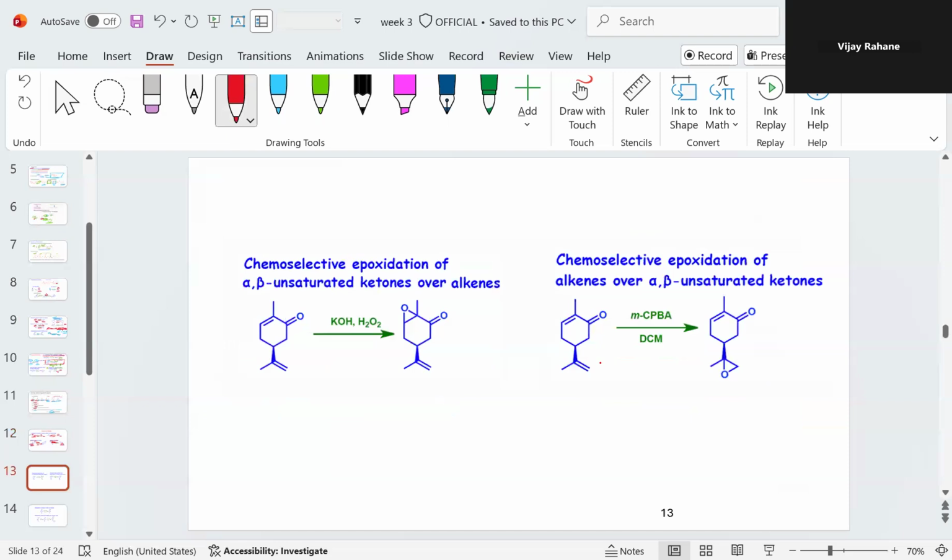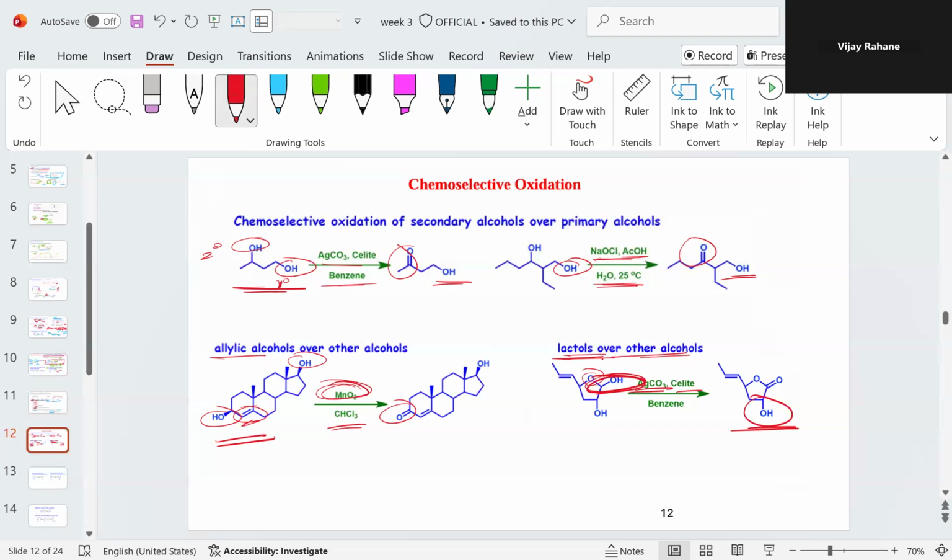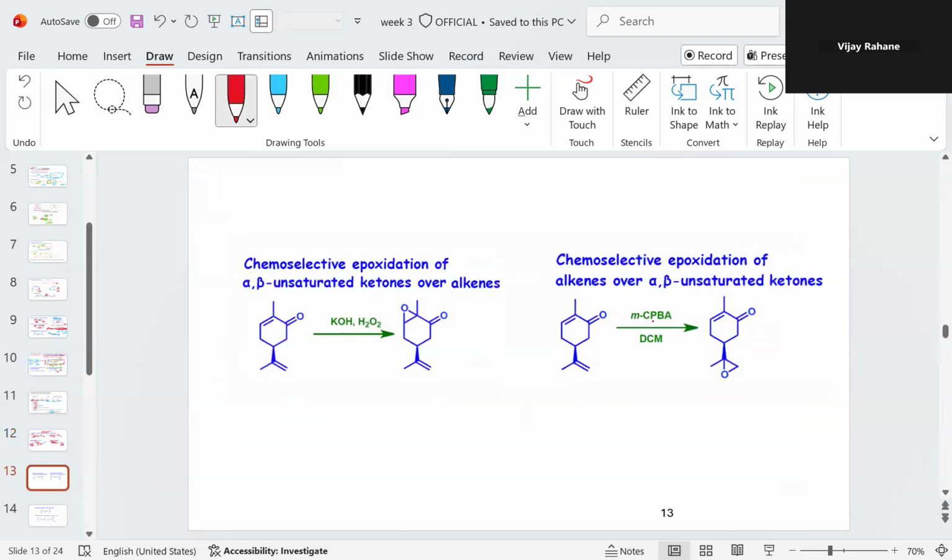Then there are another two different types, beyond the normal oxidation reactions we have seen. Here there is the epoxidation reaction, chemoselective epoxidation. Let's say we have an alpha, beta unsaturated olefin, a carbonyl compound, and we add potassium hydroxide and H2O2. It will selectively do the epoxidation on the olefin which is in conjugation with the carbonyl group. So you can see epoxidation occurs here and this other double bond remains unaffected.